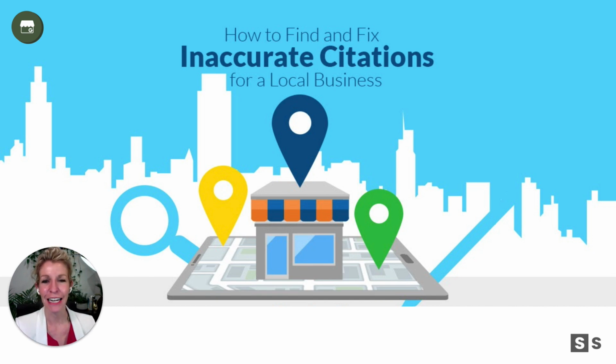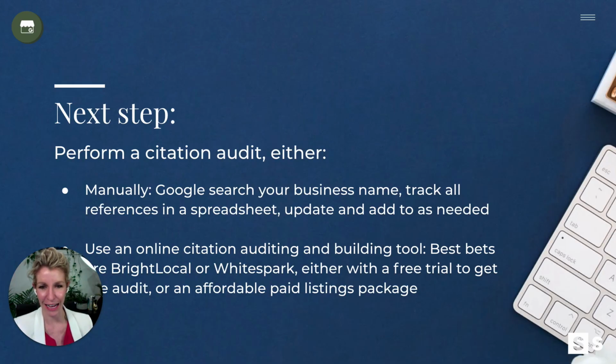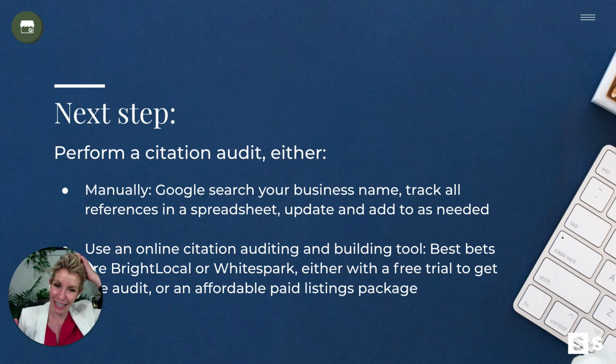Okay, so how do we find and fix these inaccurate citations for a local business? Again, I'm so glad you asked. We perform an audit. Sounds kind of lame, but a lot of things are lame in the admin sides of our business, and they only have to happen once in a while. So manually, we Google search our business name. We track down all of the references in a simple spreadsheet, ideally one that's in Google so we can share it easily and update it on the fly. It's dynamic.